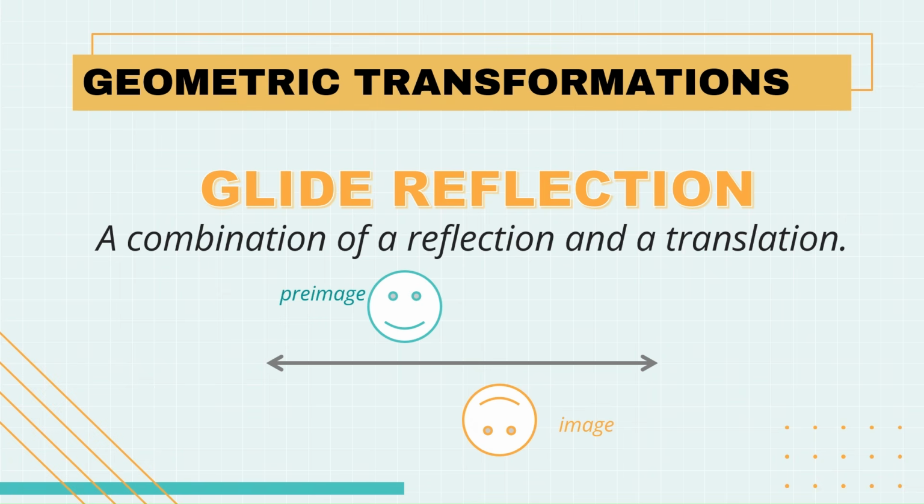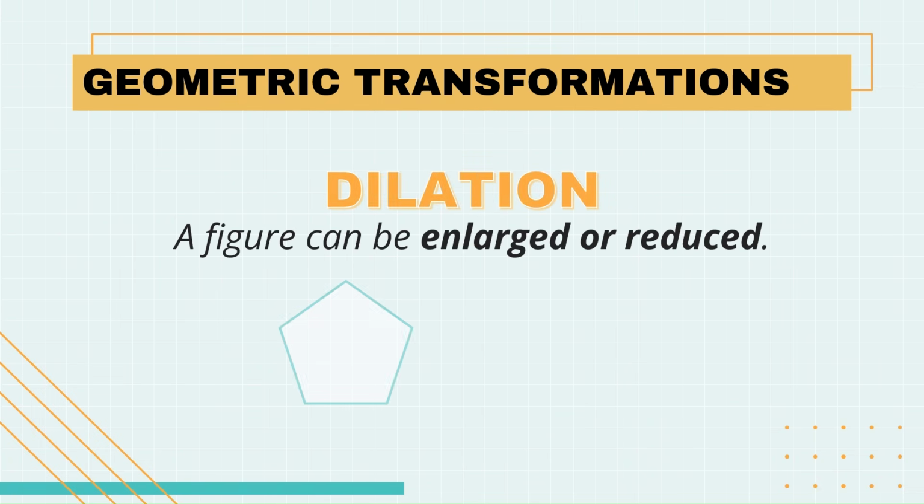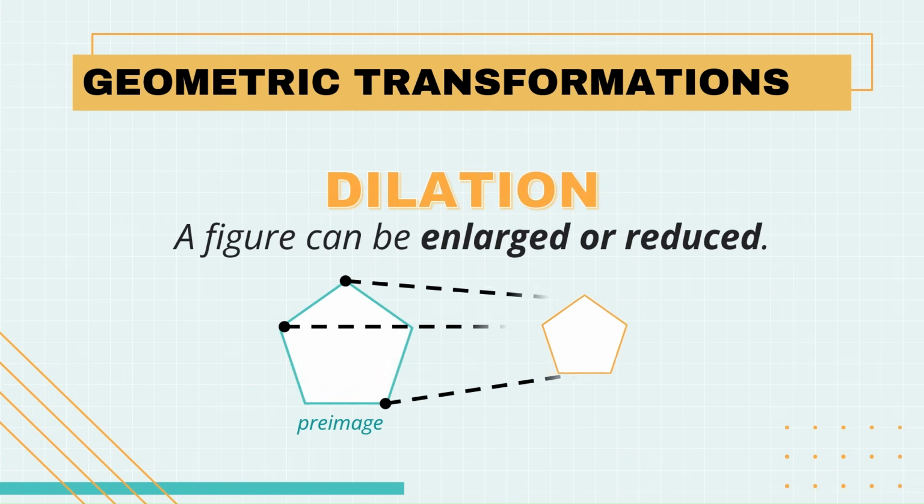And the only non-rigid motion is dilation. Dilation is when a figure can be enlarged or reduced. So it's still a transformation but not a rigid motion. Why? Because it changes the size. So the resulting figure will not be congruent but will still be similar.